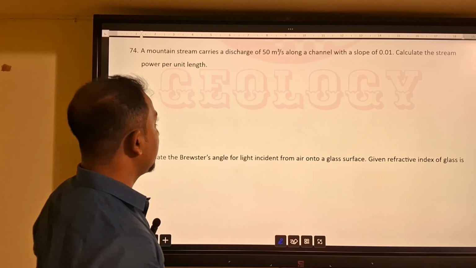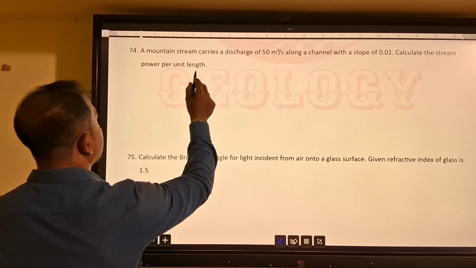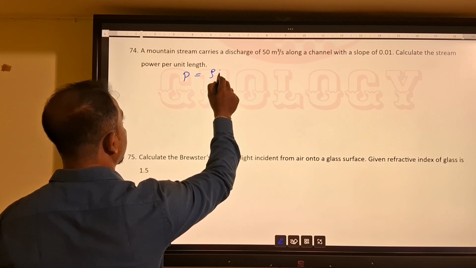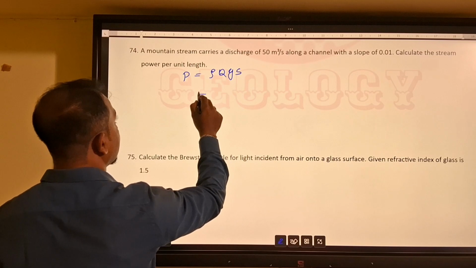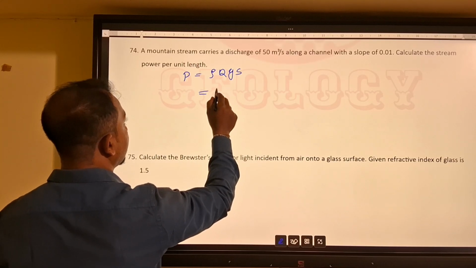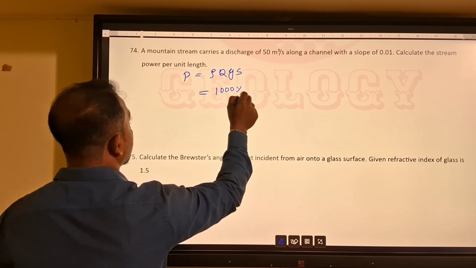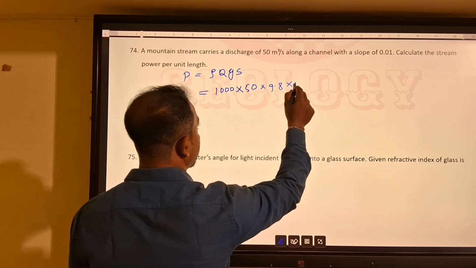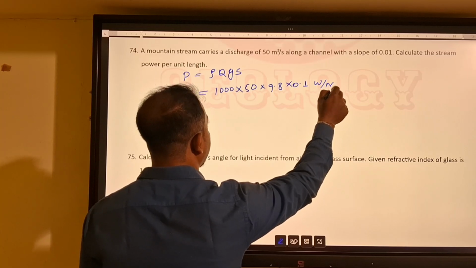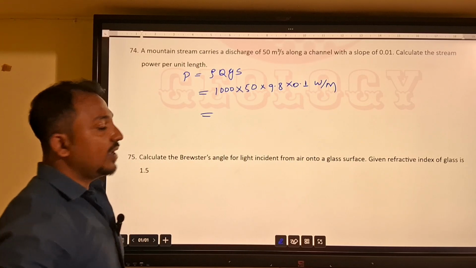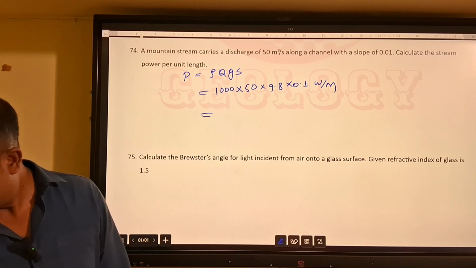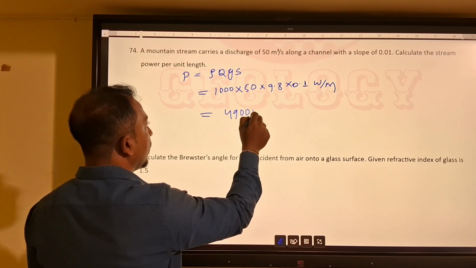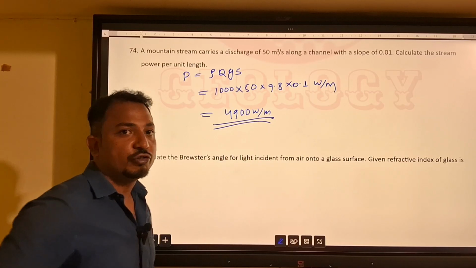So next, also the same type of problem, try to solve this. So stream power will be rho Q G S. Rho is the density of the water, that is 1000. Q is given here as 50, G is 9.8 and slope is given as 0.1, and the unit will be watt per meter. So this will be 4900 watt per meter.